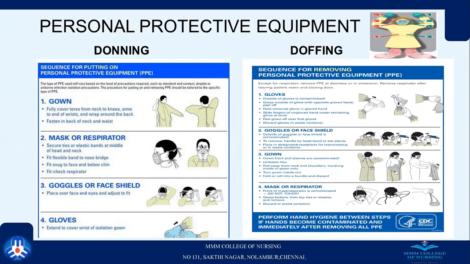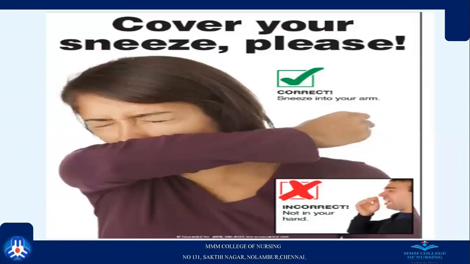When doffing, the sequence is to remove the gloves first, then the goggles and face shield, followed by the gown, and finally the mask or respirator has to be removed. And finally, we need to do hand washing.